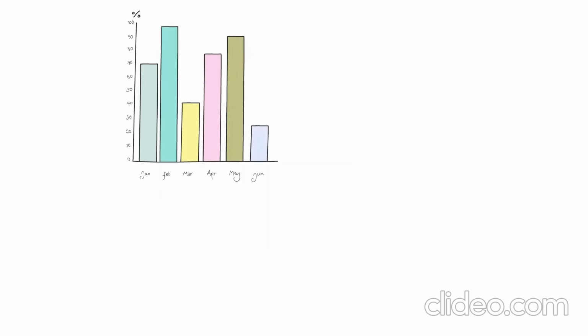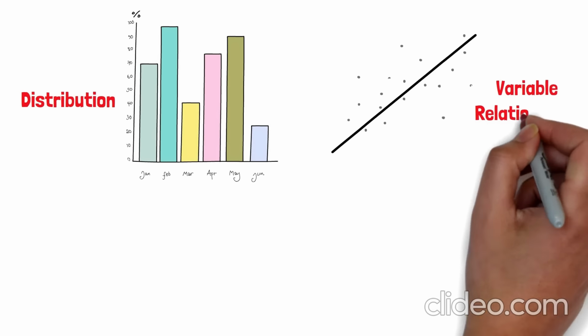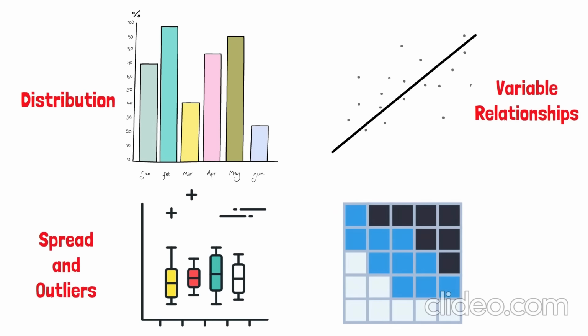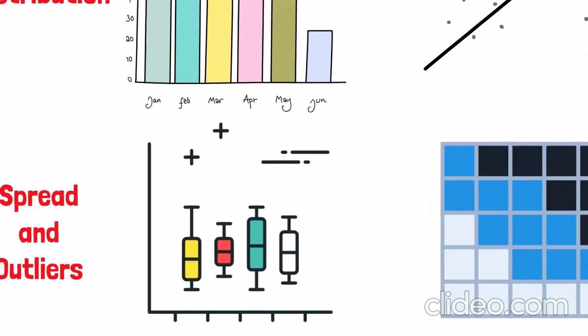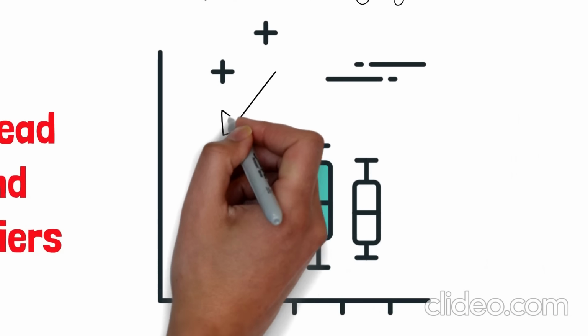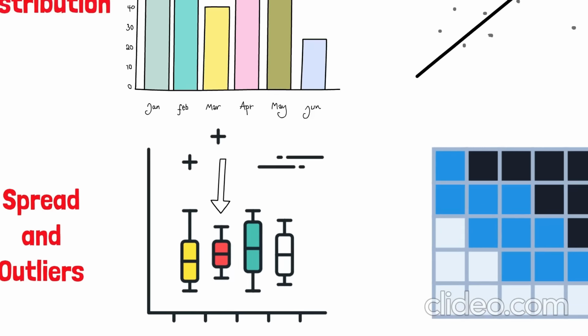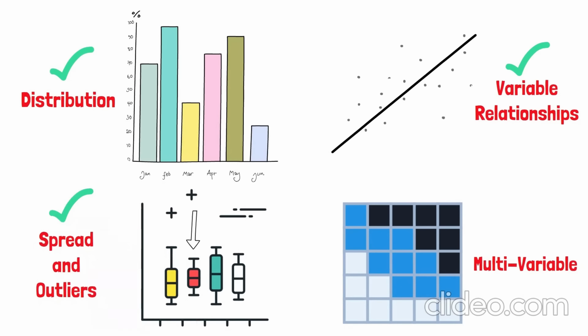Your go-to visuals include histograms for distribution, scatter plots for variable relationships, box plots for spread and outliers, and correlation heat maps for a multivariable overview. For example, a box plot can instantly reveal if one product line has far more variability in sales than another. Each chart answers a specific question and guides your next move in the EDA loop.